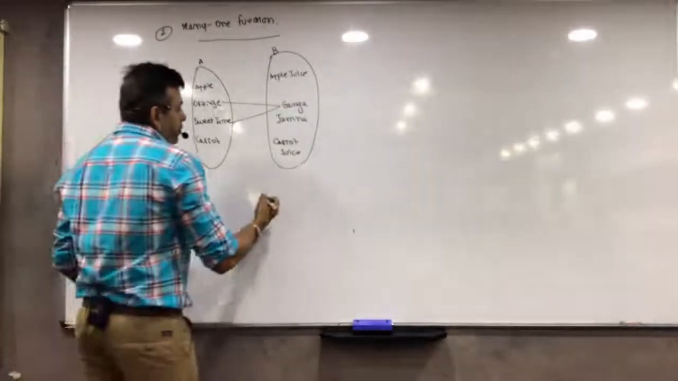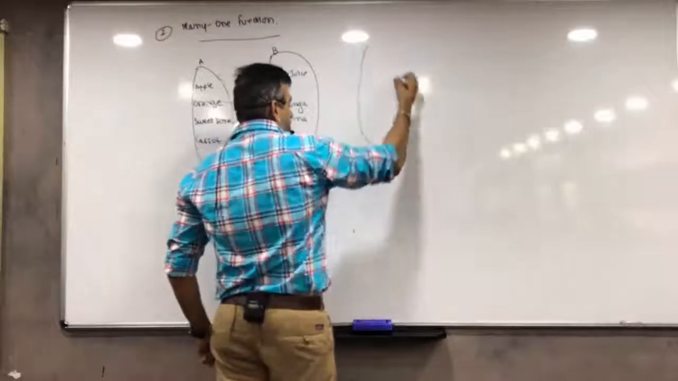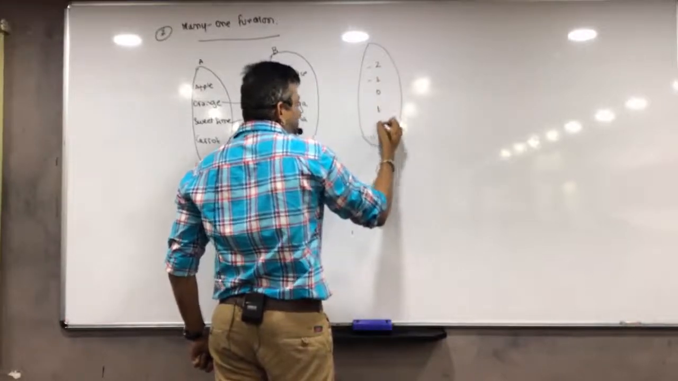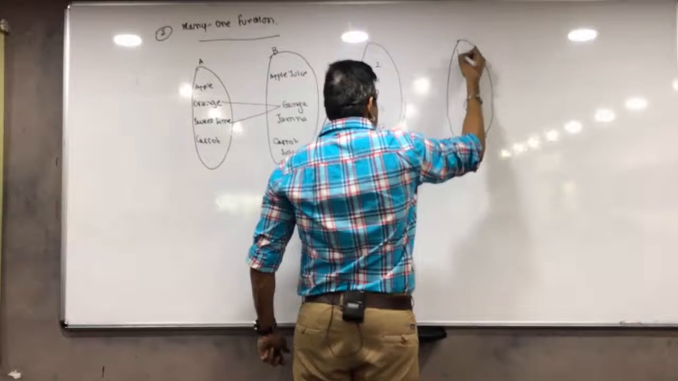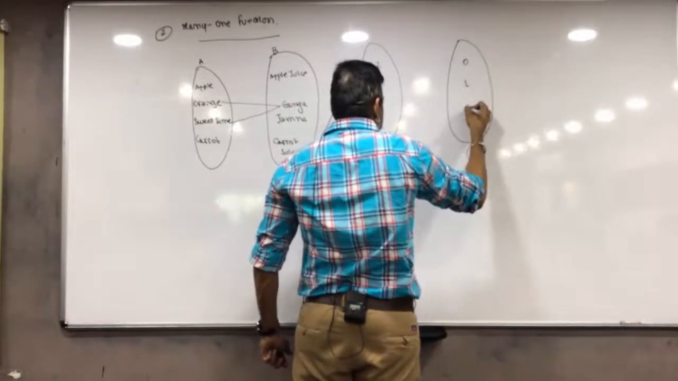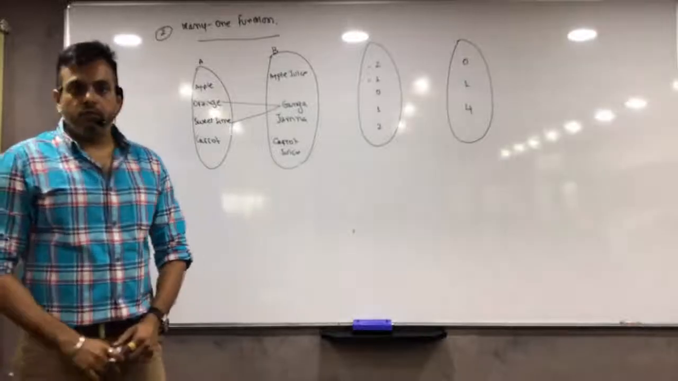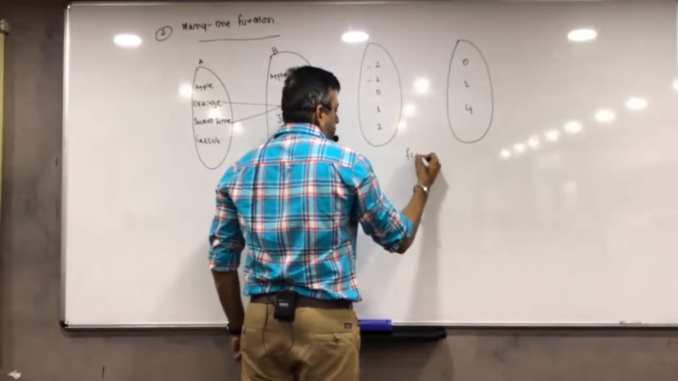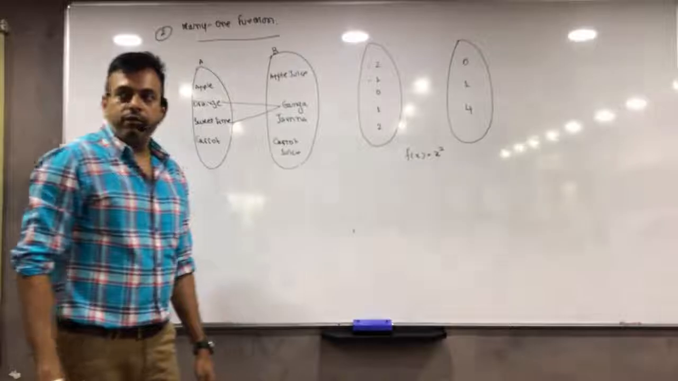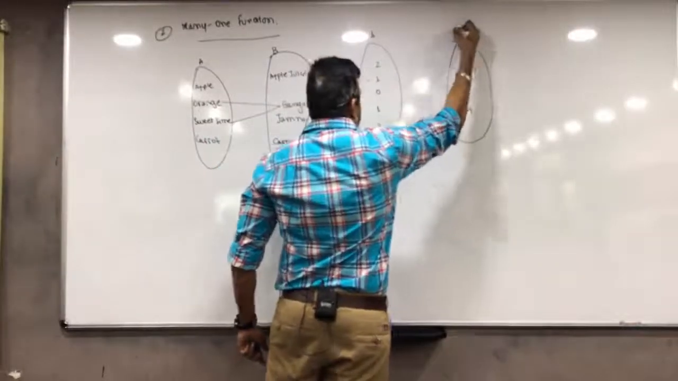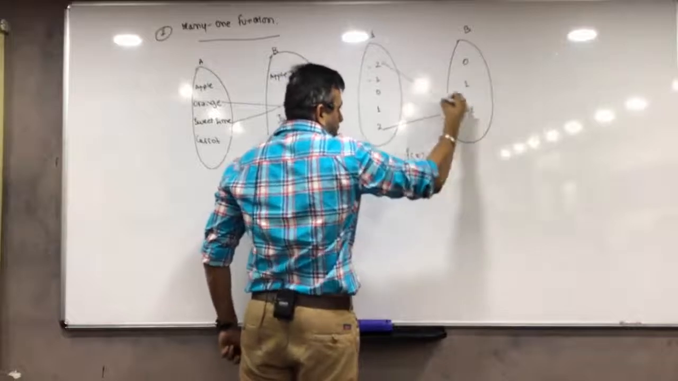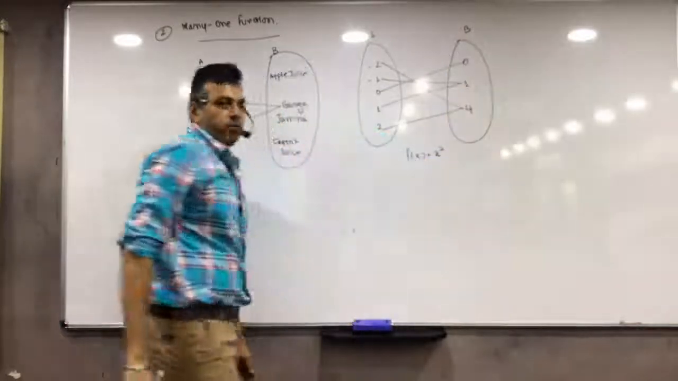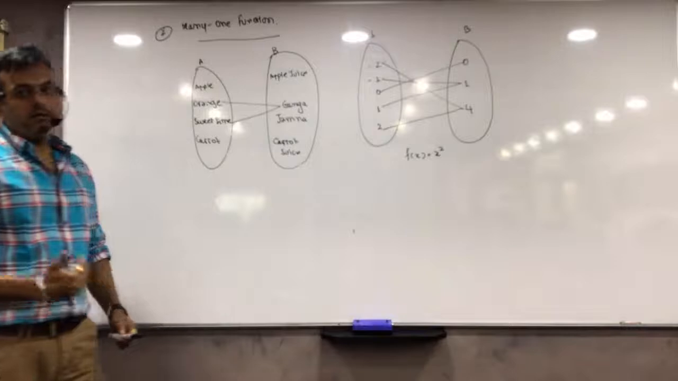Now, if we want to take some other examples, numeric: I'll say -2, -1, 0, 1 and 2. And over here, I'll take 0, 1 and 4. Did everyone understand? Okay, this is what? f of x equals x square. So in A and B, -2 and 2 go to the same, many-one; -1 and 1 too. And 0 goes to 0. Got it? This is many-one function.